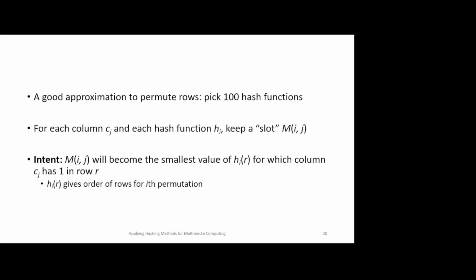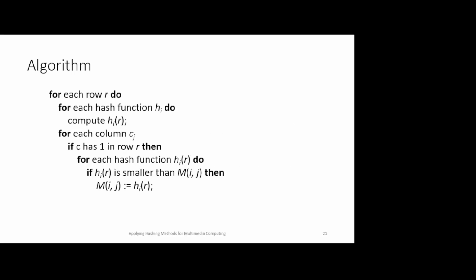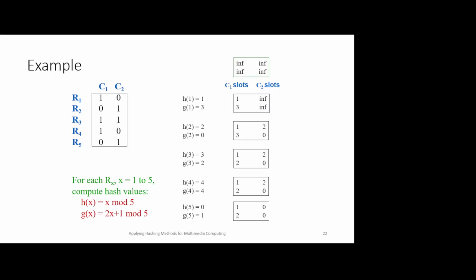So here we alternatively use another way to approximate the computation. We just pick 100 hash functions, and for the hash functions we will do an implementation in this way. Here is the algorithm, but I just show you the example of how to implement it.